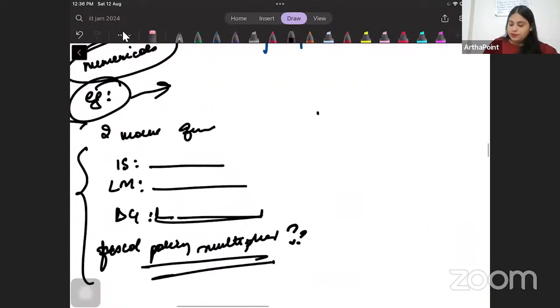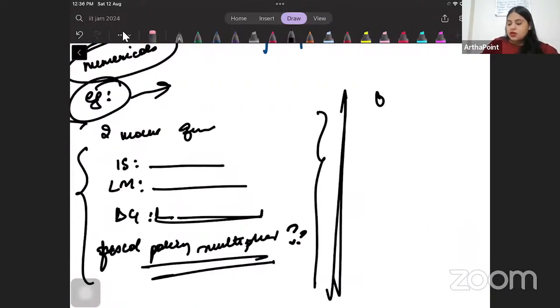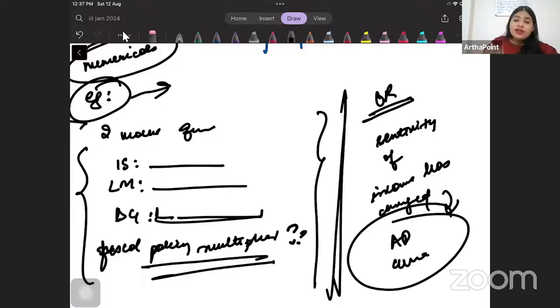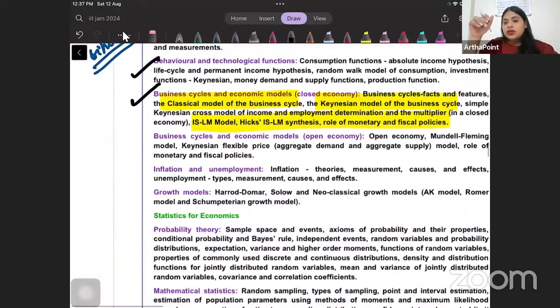Yeah, or suppose they will tell you that, let's say, sensitivity of income has changed. How will that affect the AD curve? ऐसा कुछ, ठीक है? तो different kind of questions related to the changing of the parameters and whether IS will be steep or flat, LM will be steep or flat, AD will be steep or flat. ऐसे questions can also go ahead and be asked in exam.